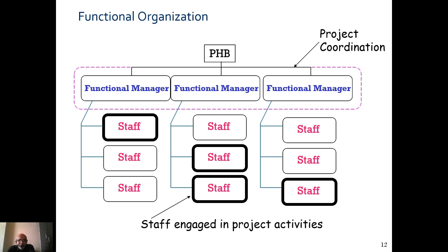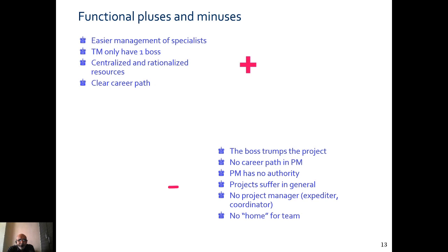There is no hierarchy amongst the staff. So the functional manager selects the staff, right, and does the project coordination. Staff engaged in the project activities. At that time, what the other staff will do is a question mark. Probably the other functional managers may be utilizing them. So, what are the benefits? Easier management of specialists. Team members only have one boss. Centralized and rationalized resources, clear career path.